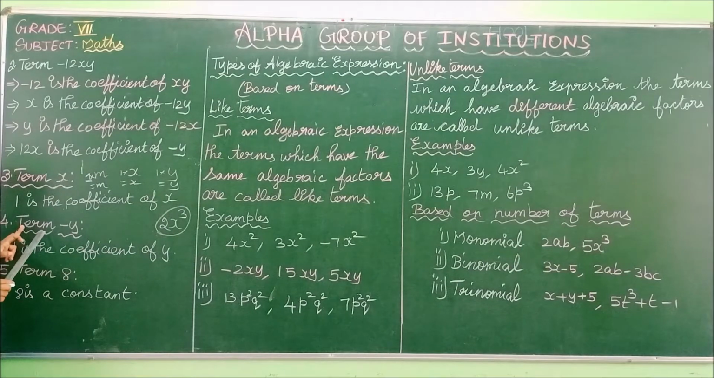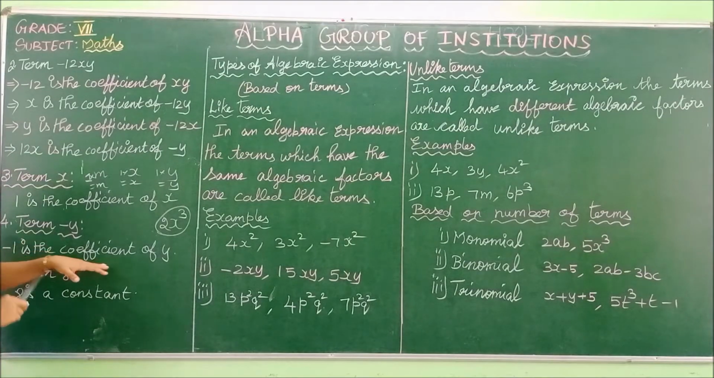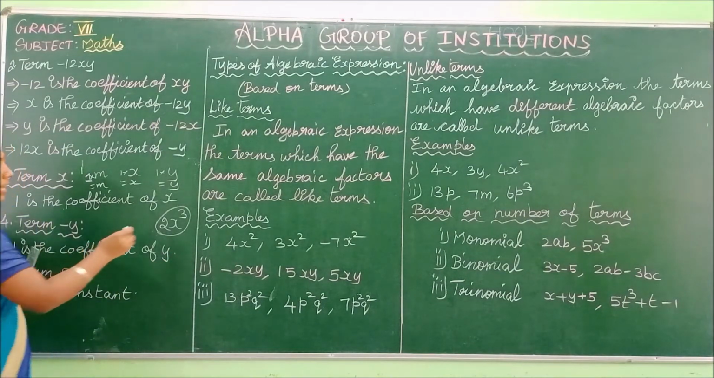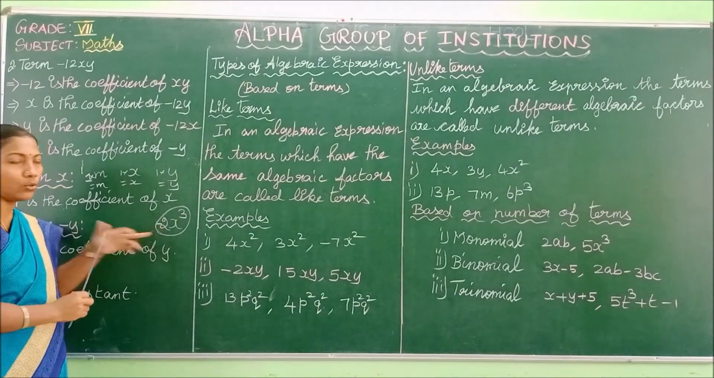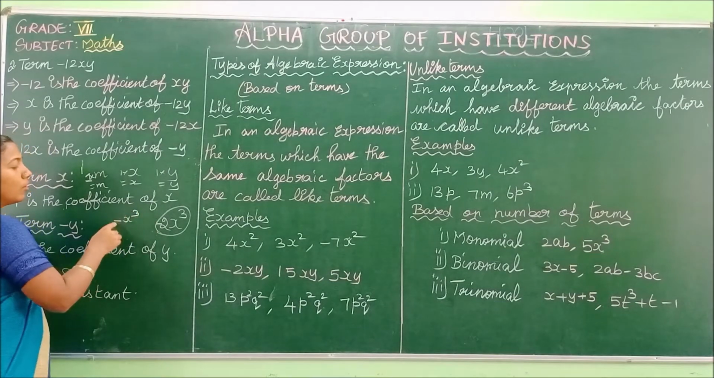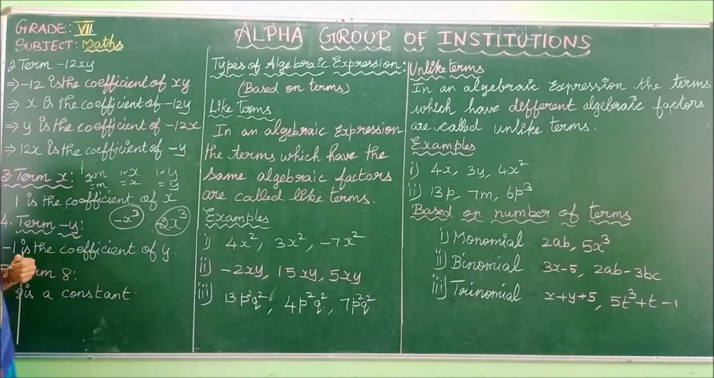What is the next term? Fourth term, minus y. What is the coefficient of minus y? Yes, very good. Minus 1 is the coefficient of y. Suppose, see here, minus 2x cube. What is the coefficient of x cube? Minus 2. See here, minus x cube. What is its coefficient? Minus 1 is the coefficient of x cube. Next, fifth term, 8. 8 is a constant. All the numbers are said to be constants. So we can't define the coefficient of a constant.